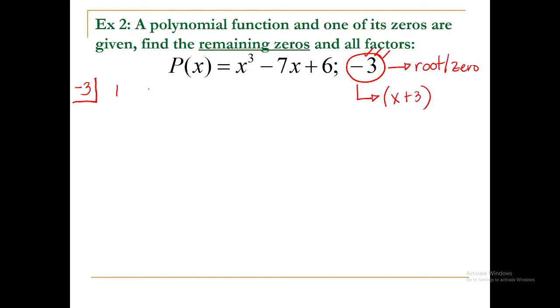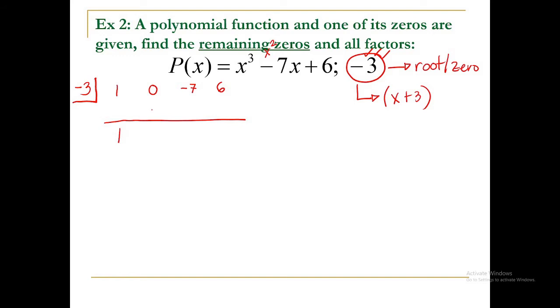Again: 1, 0, negative 7, 6. Don't forget the missing term. It's very, very important. Why is there a 0? Because there is no x squared. Very good. x squared is missing, so you need to put 0 there. Let's do synthetic division now. Bring down 1.